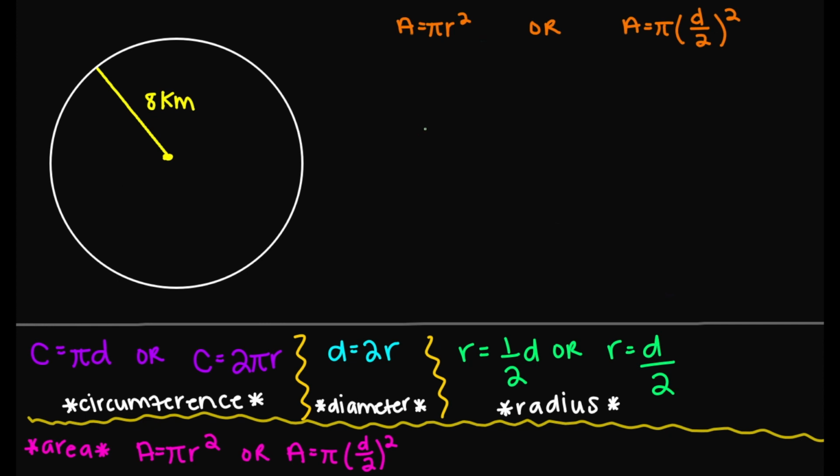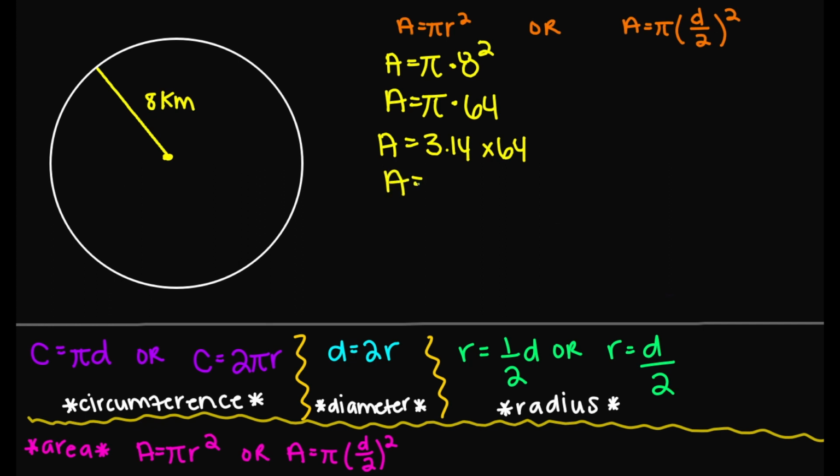Let's look at this example here, and let's say your radius is 8 kilometers long. So I'm going to use this formula here. A equals pi times r squared. My radius is 8, so that's going to be 8 squared. I'm going to do pi times 8 squared. This is going to be 64. So now I'm going to multiply. So we have 3.14 times 64. And you're going to get approximately 200.96 kilometers squared. So let's say you use the formula here on the right.